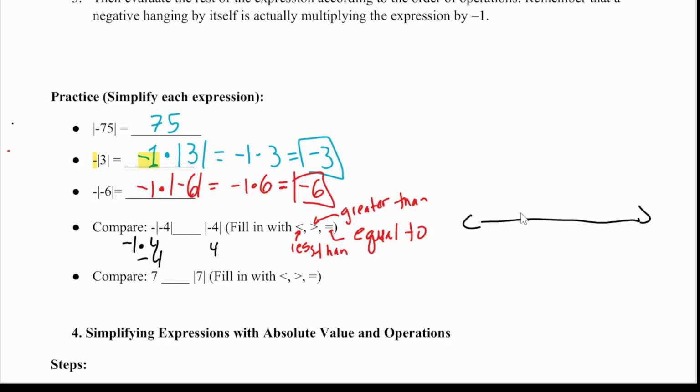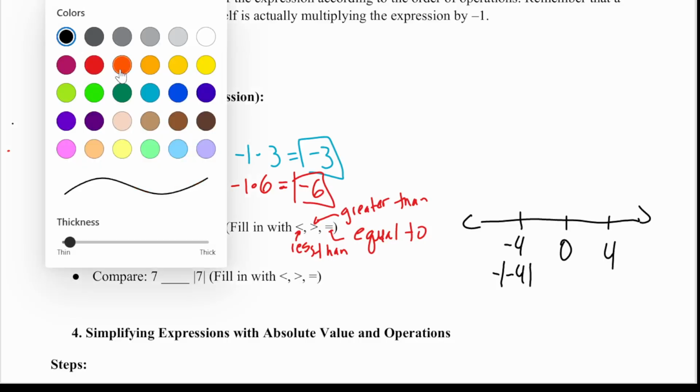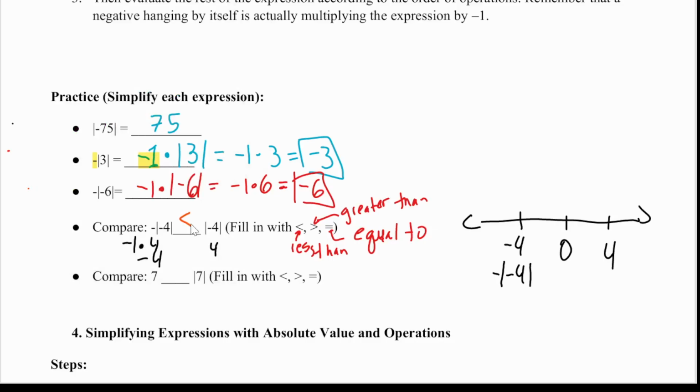Well, we can visualize that on a number line. We have -4, which is the same thing as negative absolute value of -4, tomato, tomato. We have 4 over here, 0 in the middle. -4 is to the left of 4, so -4 is considered smaller than +4. So that would be the symbol that we use. Similarly, on the next one, 7 is already simplified. The absolute value of 7 would simplify to 7. And 7 is exactly equal to 7, so those two expressions would be equal.